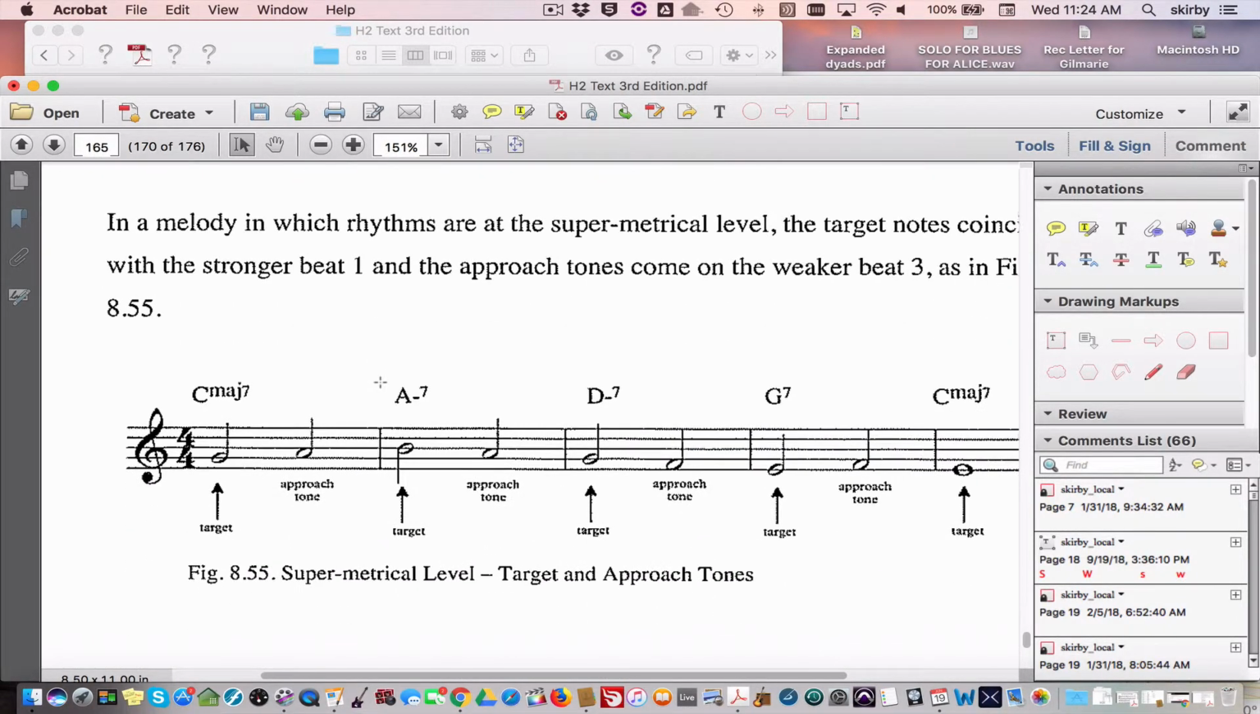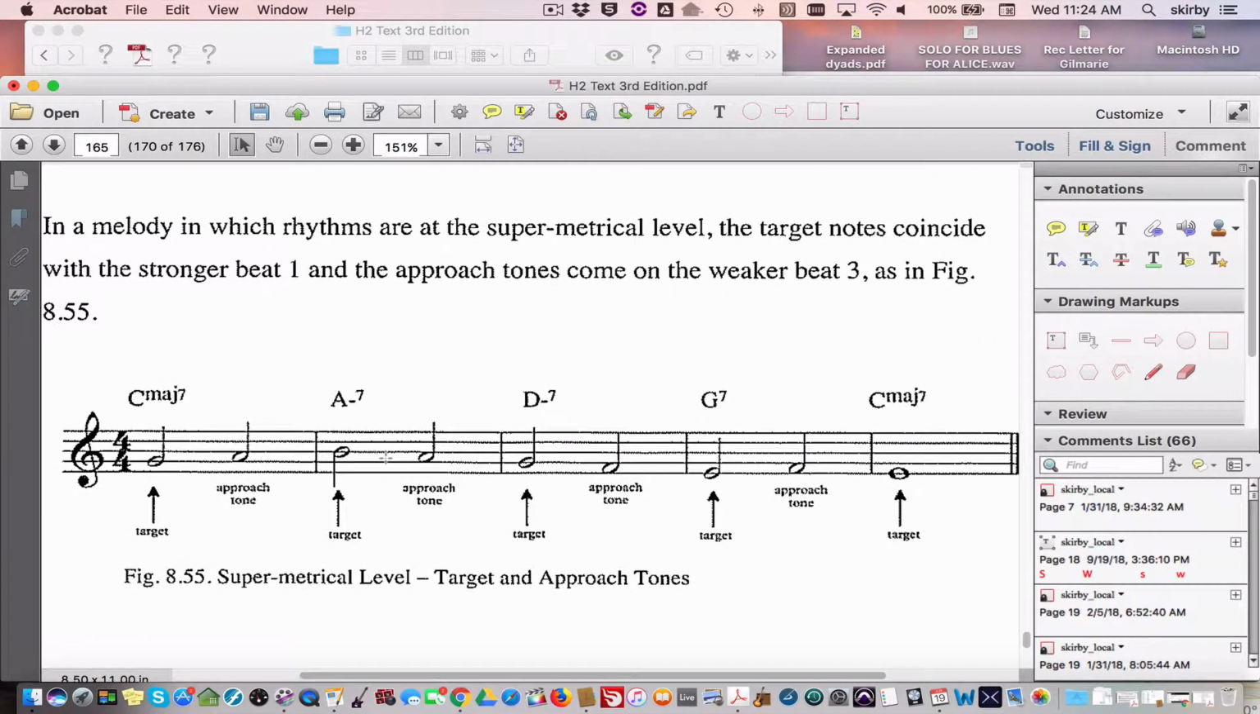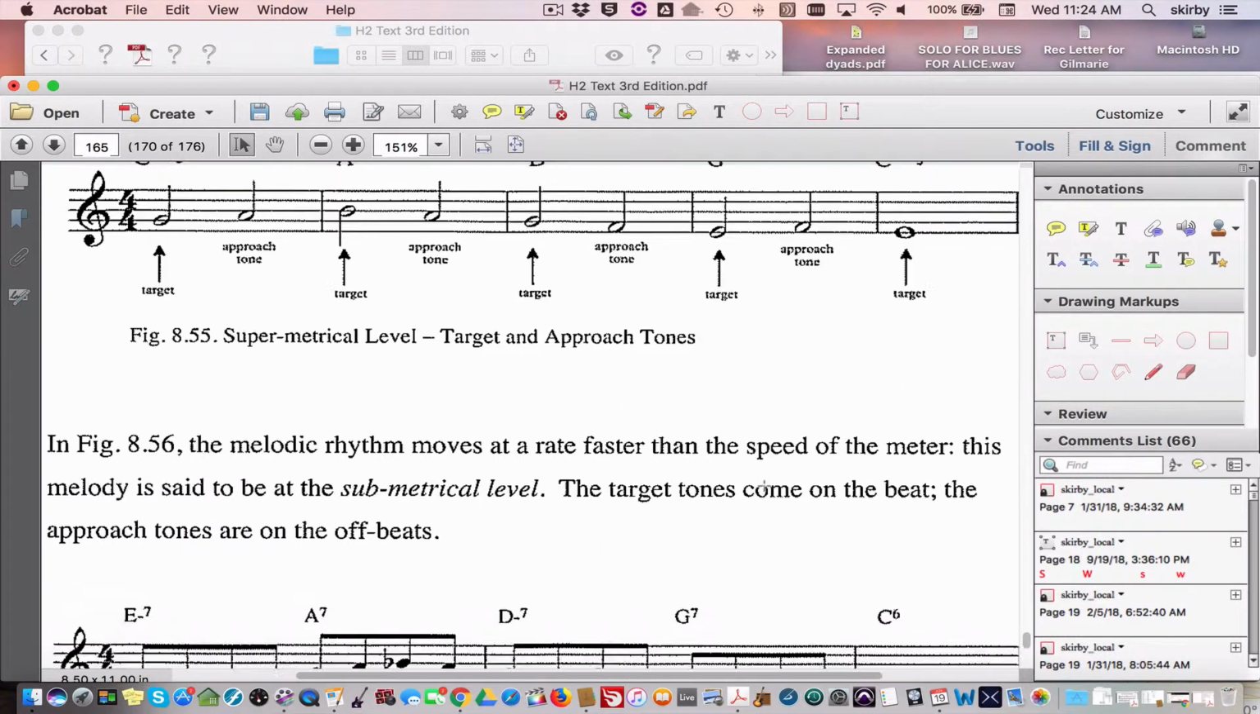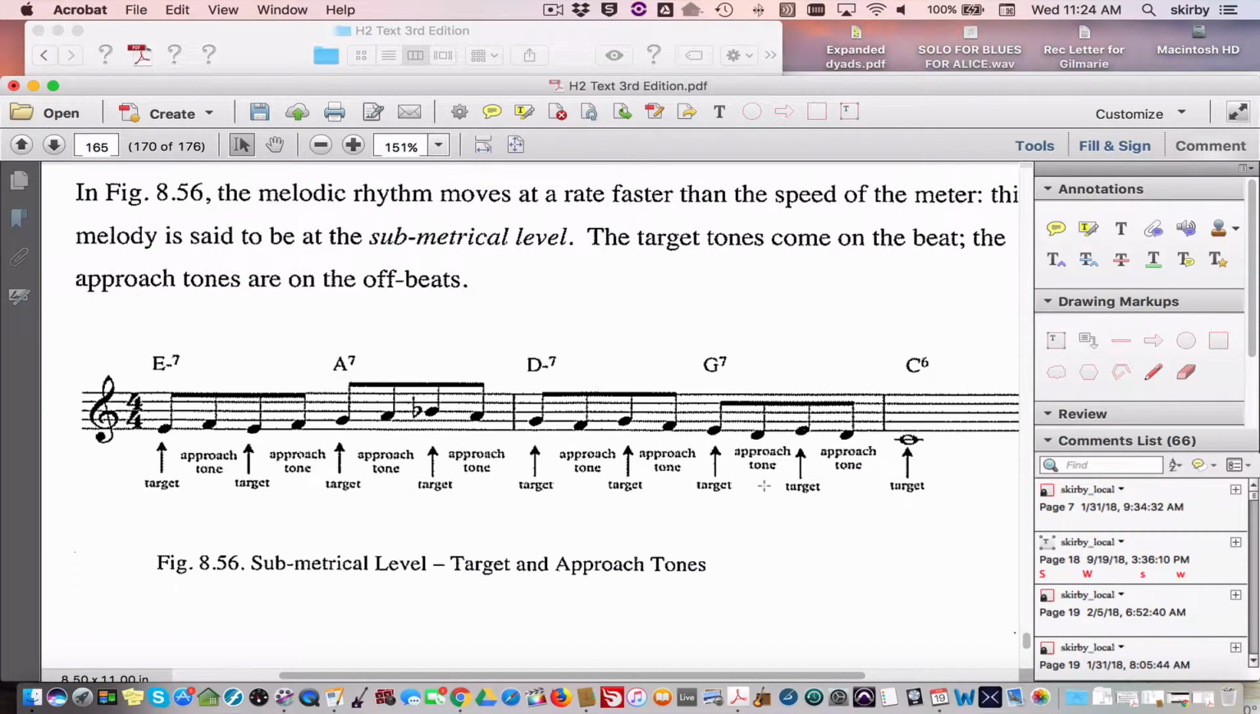All right, then you can also have, and here's the breakdown of what we just did. Then you can have something at the so-called submetrical level. You can have movement where the notes are moving twice as fast as the basic pulse or basic metrical level. In this case, it would be eighth notes. And now we have a much more busy melody, of course. So we have this.